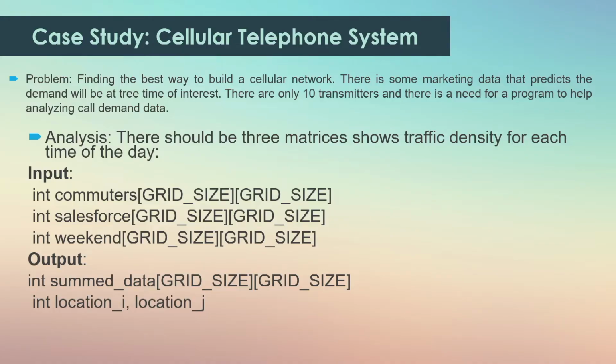We will be provided with 3 matrices which show the traffic density of each time of the day. The input will be 3 matrices: this is a 2-dimensional matrix for commuters, this is again one more 2-dimensional matrix for Salesforce, and this is one more 2-dimensional matrix for weekend. All 3 matrices will be given as input, and as output we are supposed to arrive at the summed data of the same matrix. So, how are we going to operate this, how are we going to analyze this? Let us look at that.